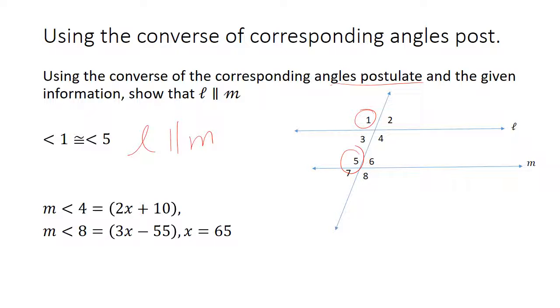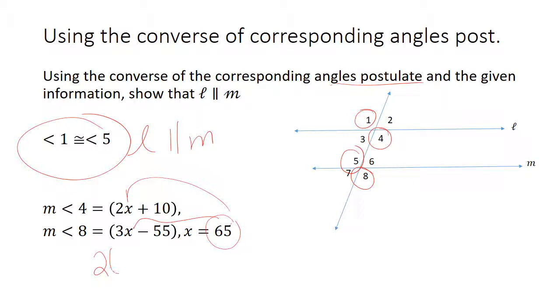So let's try another. If we know the measure of angle 4 and the measure of angle 8, and we know that x is equal to 65, those are corresponding angles, which means they should be congruent. So let's check that out and make sure they're congruent. We're not told they're congruent like we did in the first one. We have to figure out if they're congruent. So I'm going to place my x into each of these and see if they are congruent.